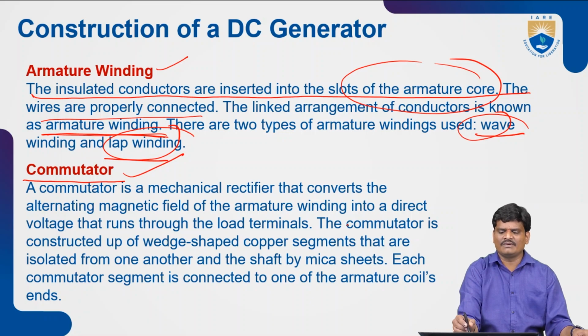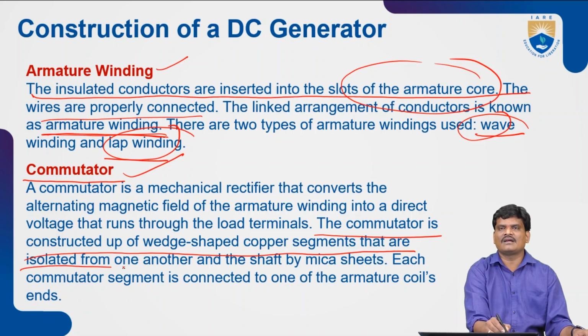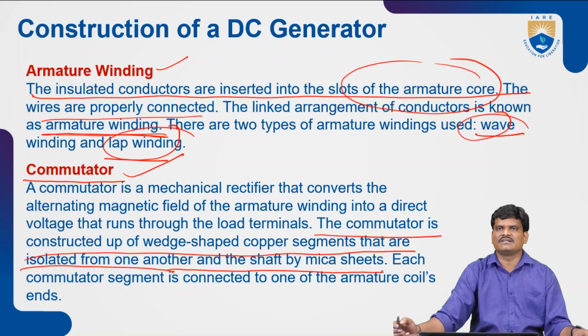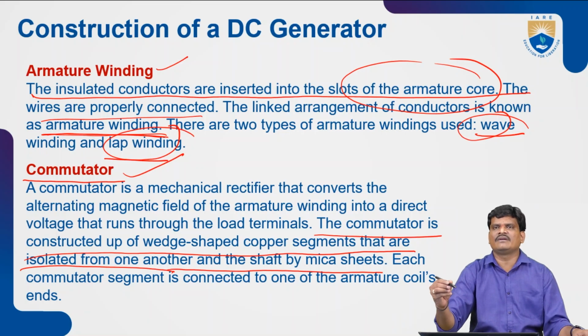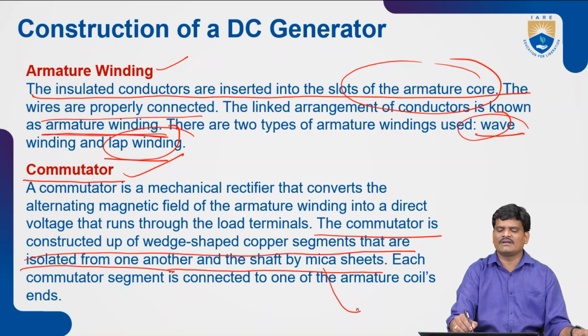And the shape of the commutator. The commutator is constructed of wedge-shaped copper segments that are isolated from one another and the shaft by mica sheets. So here the insulation is provided between each and every commutator segment with the help of this particular insulation material called mica.